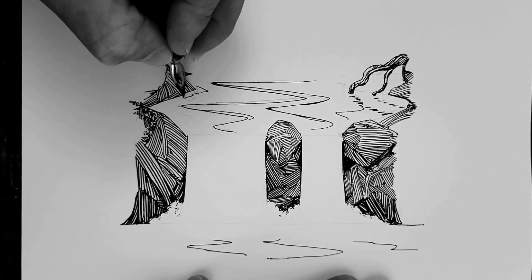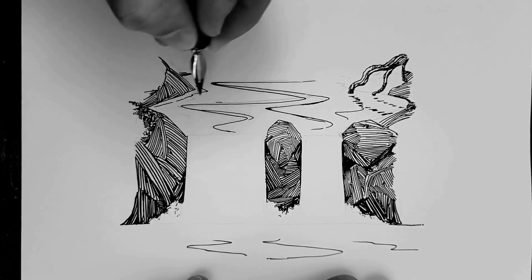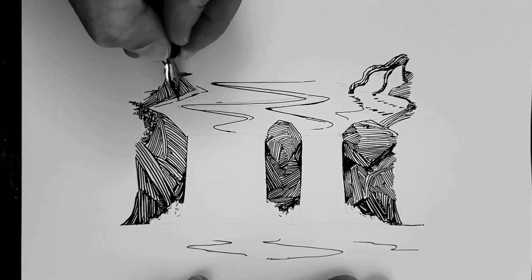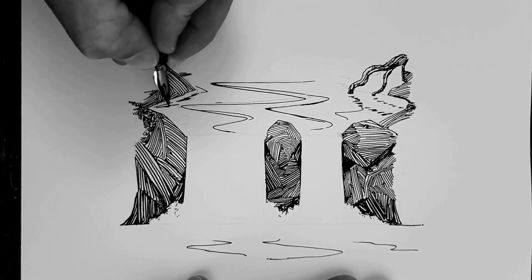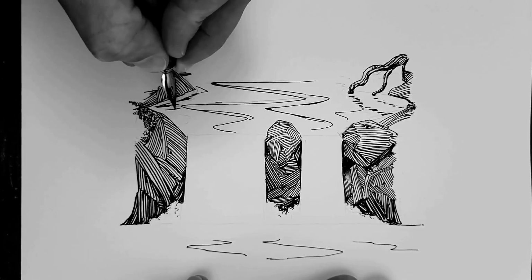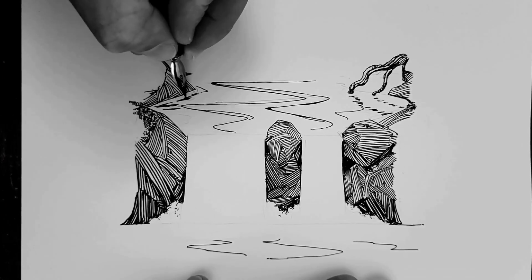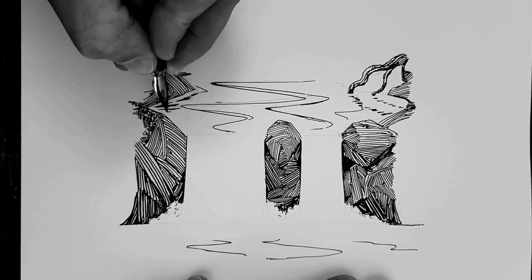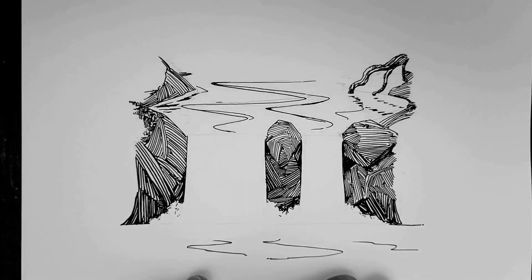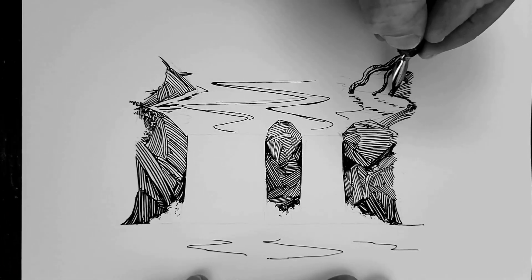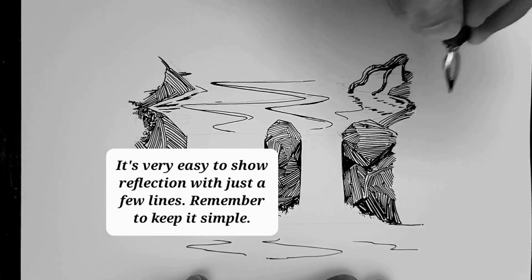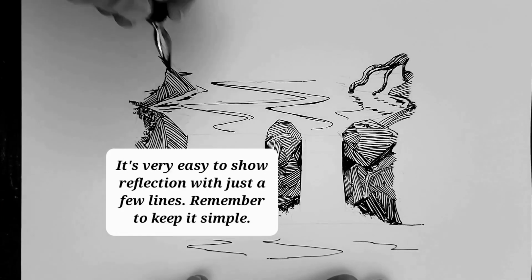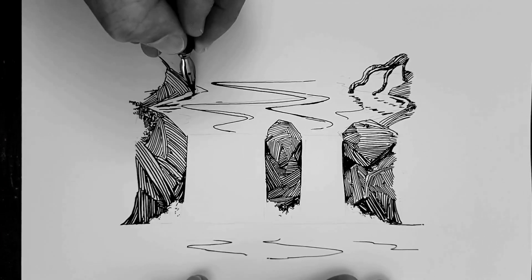Draw a line showing the water curving around the shoreline. And we can also do a little bit of reflection work here as well. Just subtly suggest it with a few thick lines. Just giving the impression of a reflection. It doesn't have to be exact, just very slight.